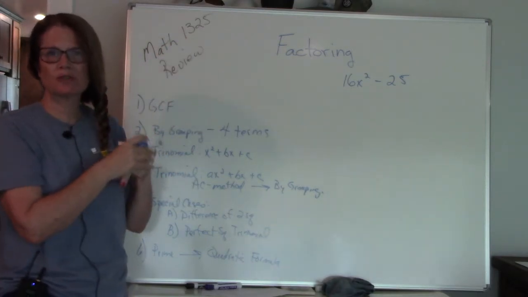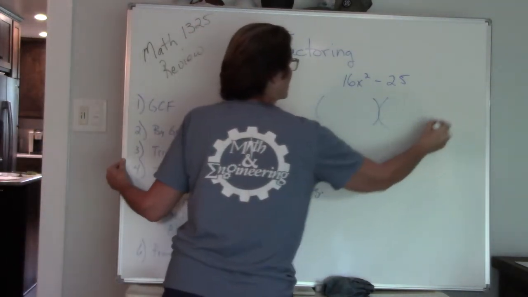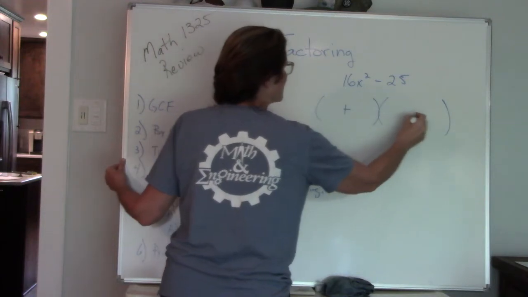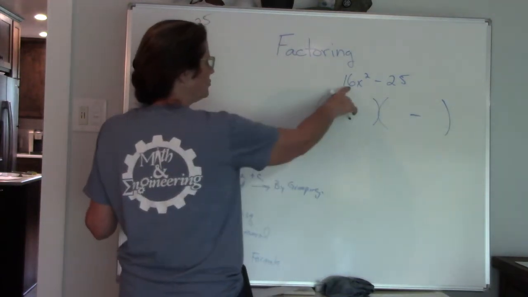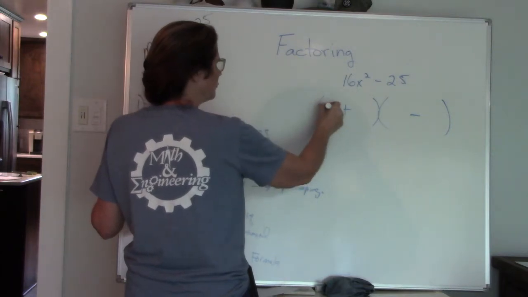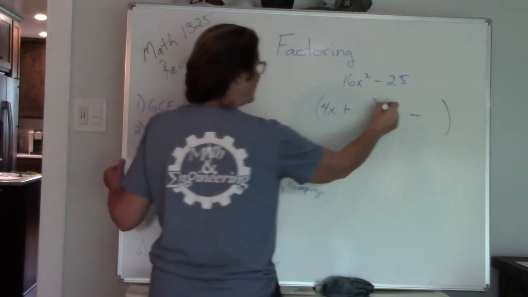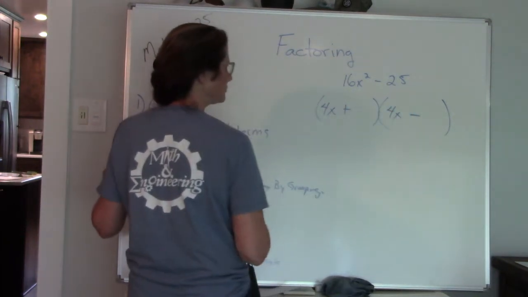Both terms are perfect squares. I know I'm going to use this technique. So you're going to put two sets of parentheses. One is plus, one is minus, and I just take the square root of each term. So the square root of 16 is 4. Half of 2 is 1, so it's just 4x, so I put that in the first term.